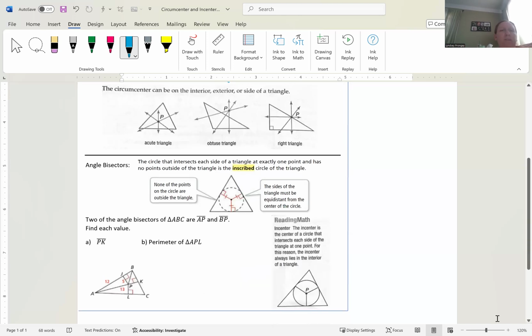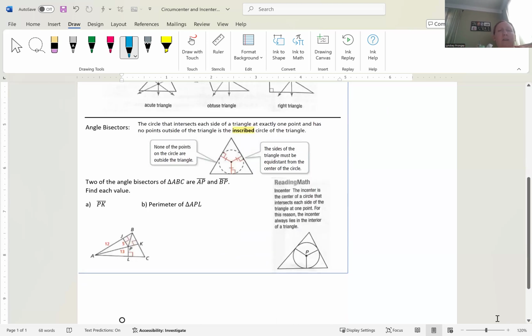And our other aspect of things are angle bisectors. Okay, so these are obviously coming from the angle because it's bisecting the angle. Our other circle vocab word that's important here is that if a circle intersects each side of a triangle at exactly one point and it lies within the shape, okay, that's called inscribed.